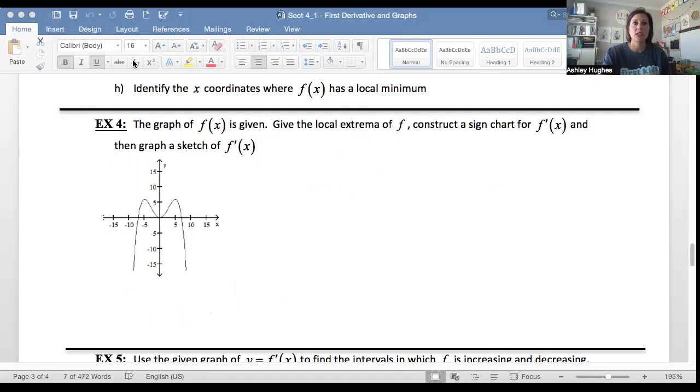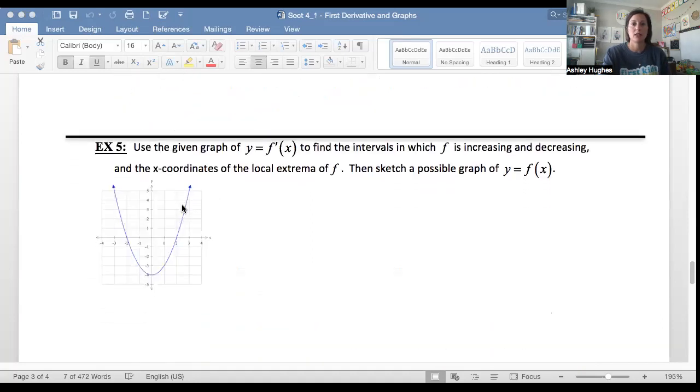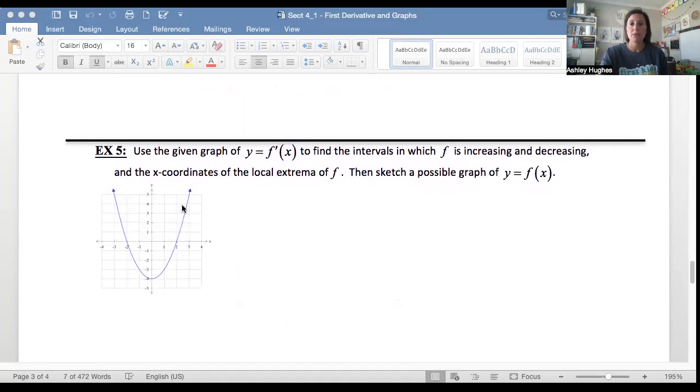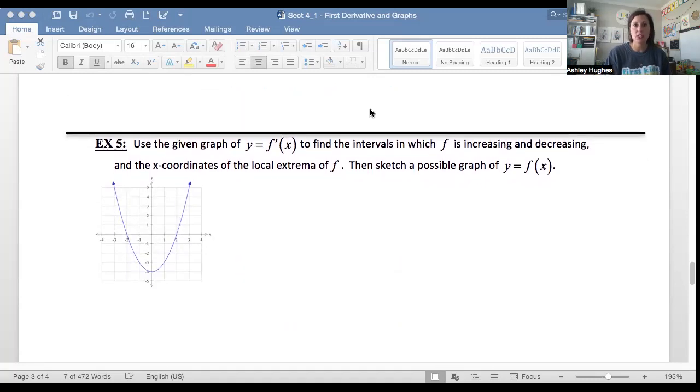All right, let's try another one. Now we have a graph of f prime. So now we're going backwards. This is where students sometimes struggle, but remember I said you need to know these 4 things: f prime positive, f is increasing, f prime negative, f is decreasing.